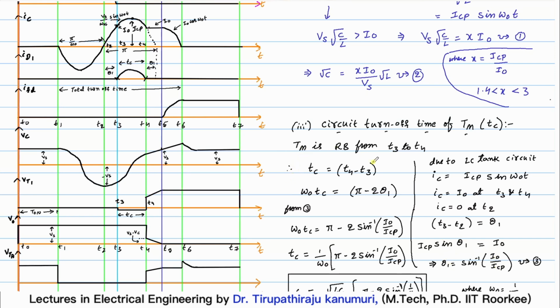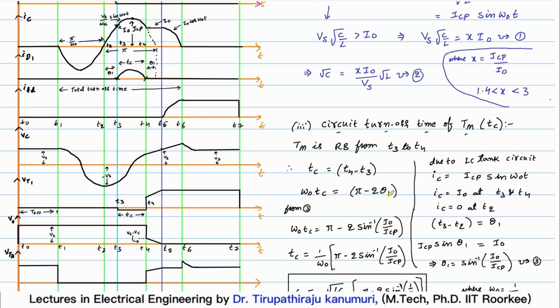So as the main thyristor is reverse biased during T3 to T4, we can tell that the circuit turn off time, I can write as T4 minus T3. So because omega t is nothing but the angle, this I can write as omega naught into Tc, that is nothing but equal to, here you can see the total duration of this sine wave, this duration is pi. Out of that, your diode is conducting from after theta 1 up to pi minus theta 1, because only for this much duration diode is conducting. That means only for this duration your thyristor is reverse biased. So total is pi minus theta 1 minus theta 1. So total will be pi minus 2 theta 1.